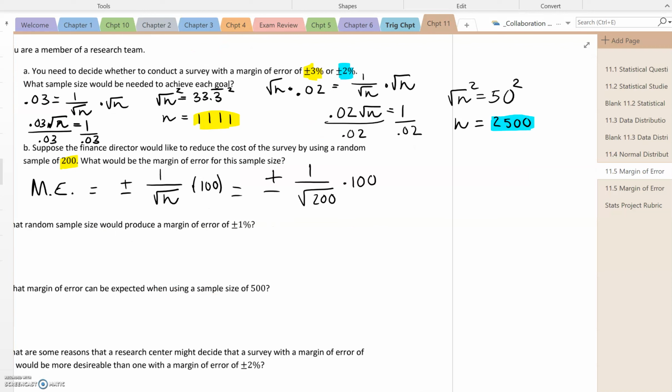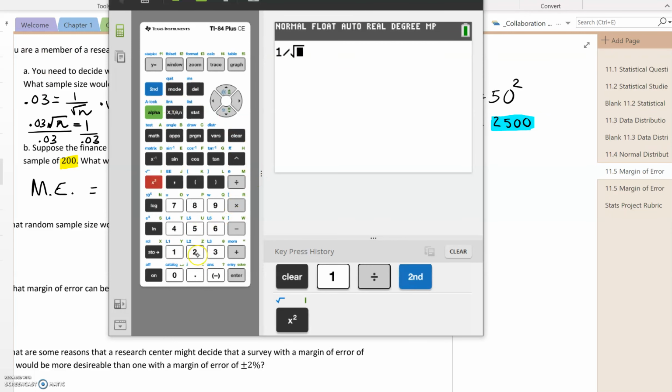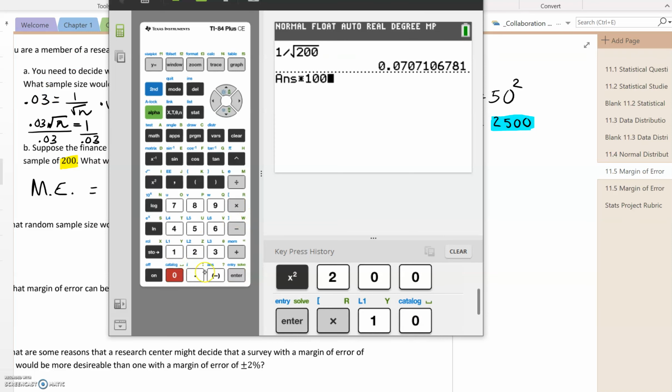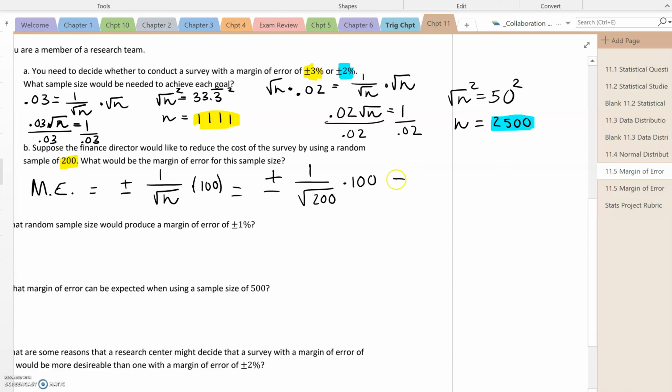So I'd want you to use a calculator at this point. Go ahead and go to your graphing calculator. You're going to do 1 divided by the square root of 200. You get 0.07. So to convert that to a percentage, you just multiply by 100, just like our formula suggests. So that is a margin of error of plus or minus 7%.